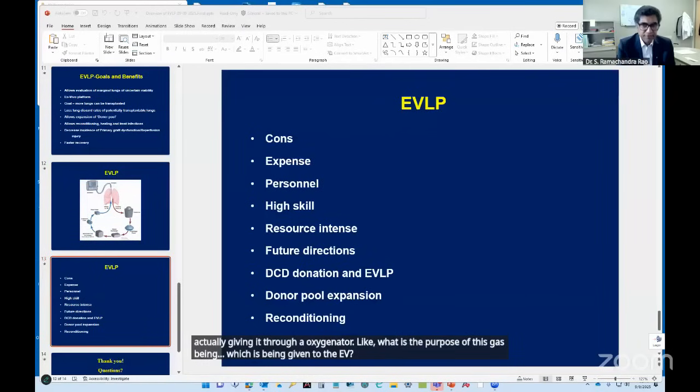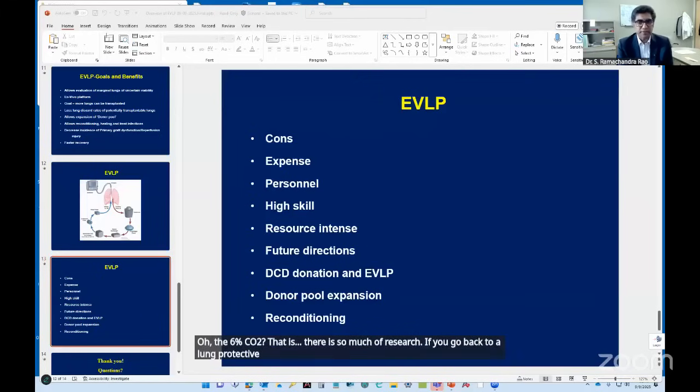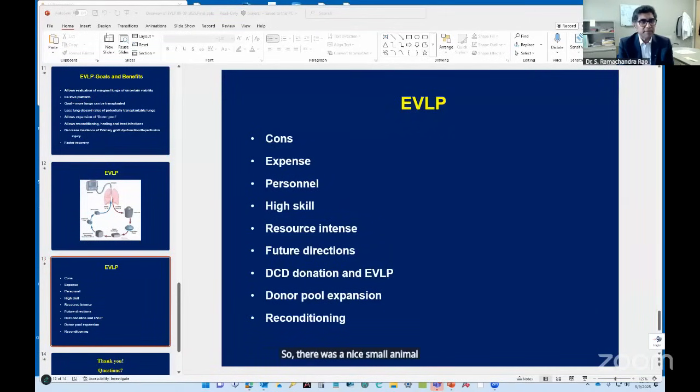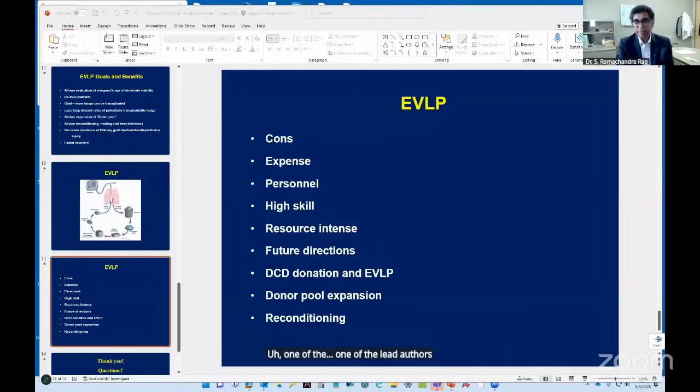Oh, the 6% CO2? Yes. There is so much research. If you go back to lung protective strategy in ARDS or acute lung injury, CO2 is protective. It is not harmful at all. There was a nice small animal and large animal model in the 80s, validated by the lung injury working group in North America. One of the lead authors is Tierney. I can send some slides to Dr. Varghese and he can share that.